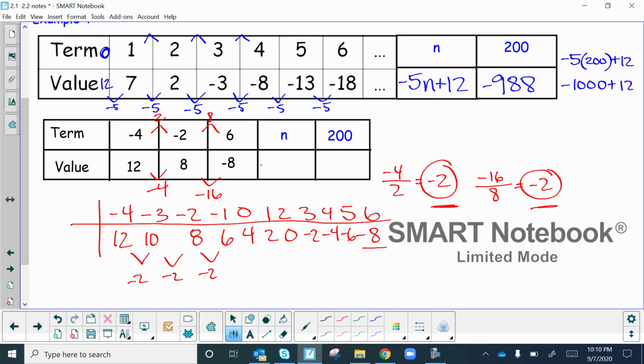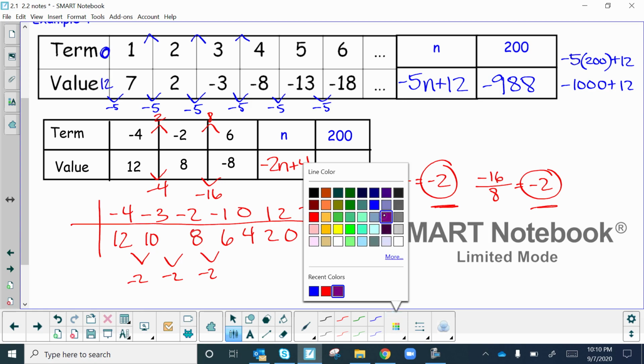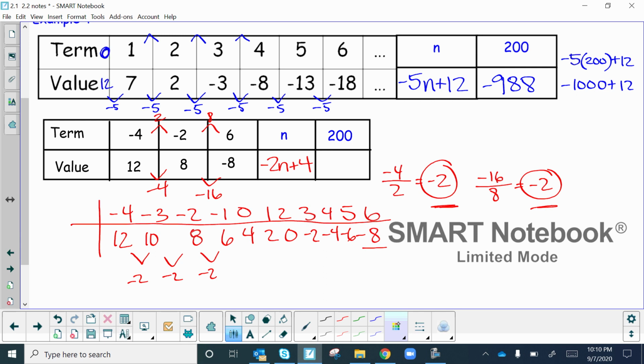So we have -2 as our slope in, okay? And remember, our y-intercept is what the next term is right here. So at 0, this is a 4. So there it is, -2n plus 4. So now I'm able to utilize my function rule, -2, and plug in the 200 and add 4. So -2 times 200 is -400 plus 4 gives me -396.